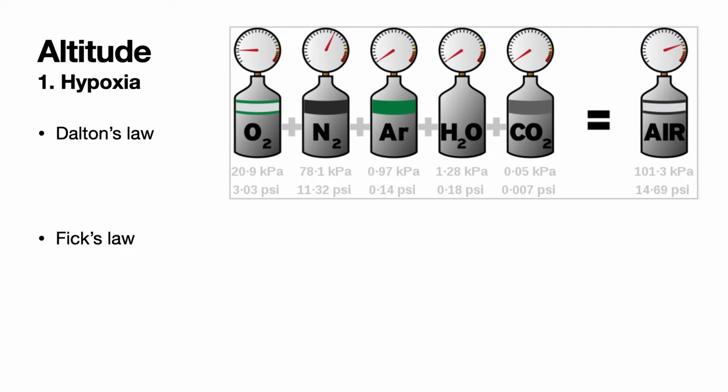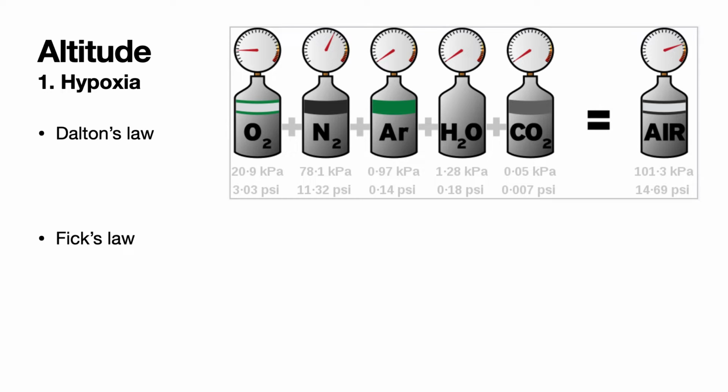And the reason for that can be explained by Dalton's law. Now, Dalton's law states that the total pressure exerted by a mixture of gases is equal to the sum of the partial pressures of the individual gases. So what we can see here is that air cylinder at the end has a pressure. Now, as we increase with altitude, that pressure will drop, and therefore one or more or all of the constituent gases' pressures must drop.